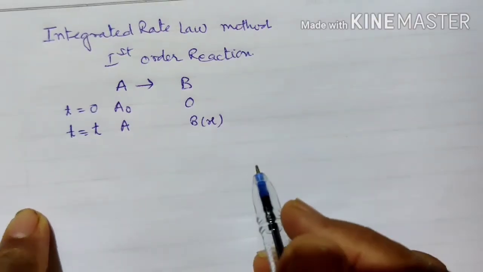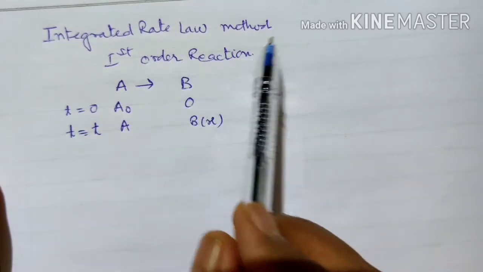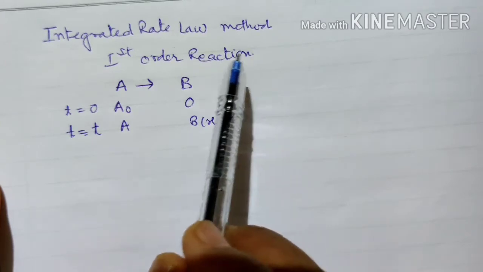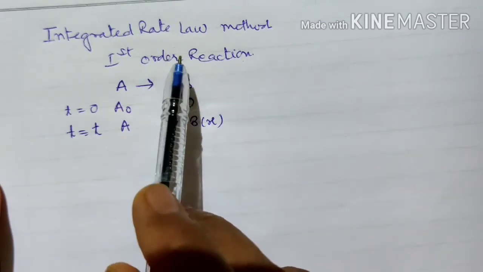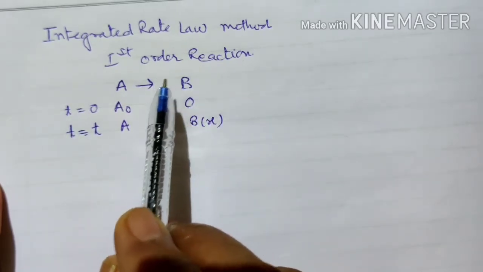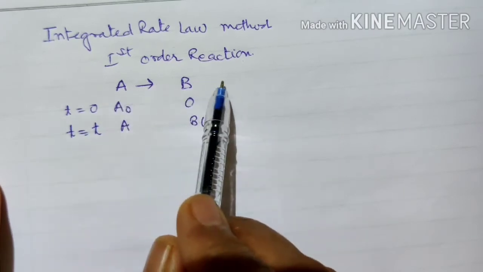Good morning, children. Today we will study the integrated rate law method for the first order reaction. Before that, you studied the zero order reaction. Then we first write the chemical equation, that is A changes to B.